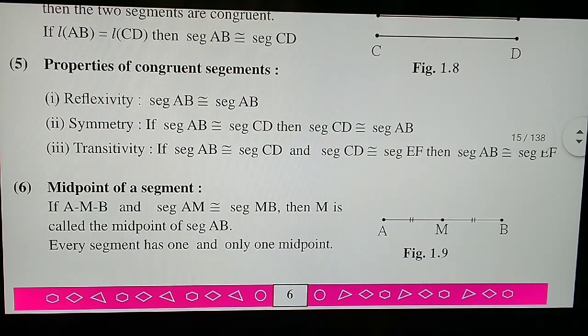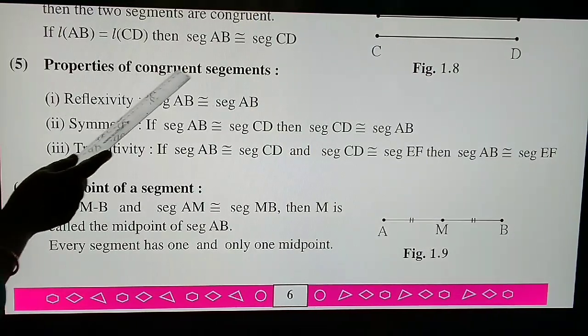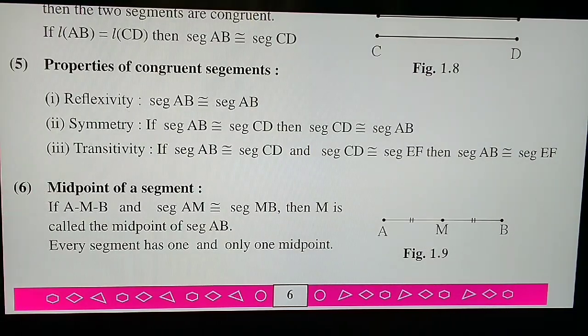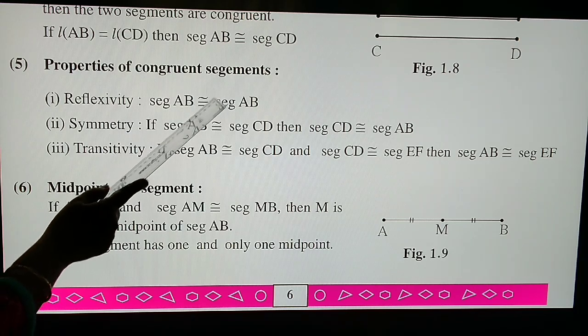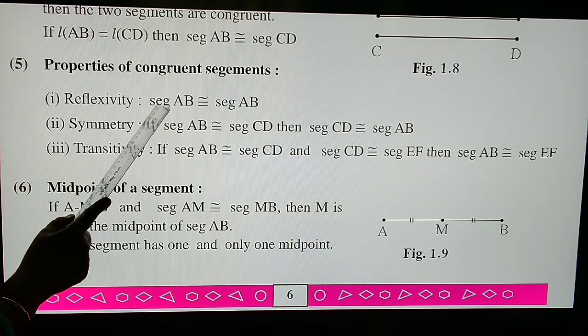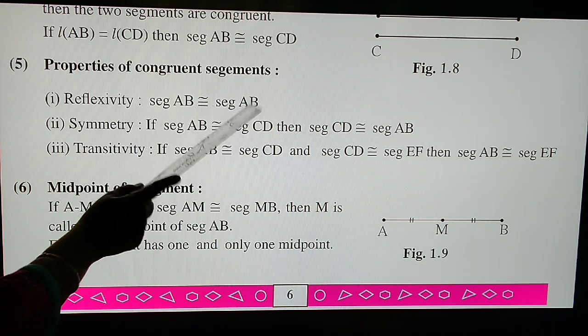Now the properties of congruent segments. The first point is reflexivity. Reflexivity means comparing itself, or its own. Here segment AB is compared with segment AB also. So segment AB is congruent to segment AB.